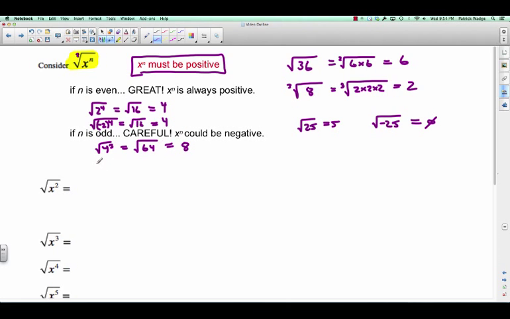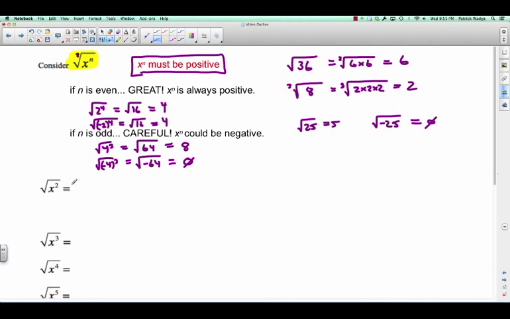But be careful. What if it was negative 4 cubed? So negative 4, all cubed, equals negative 4 times negative 4 times negative 4 equals negative 64. And now I'm looking for the square root of negative 64. You can't take the square root of a negative number. So this is no solution. It didn't work. Okay, so this is why you have to be careful if n is odd.